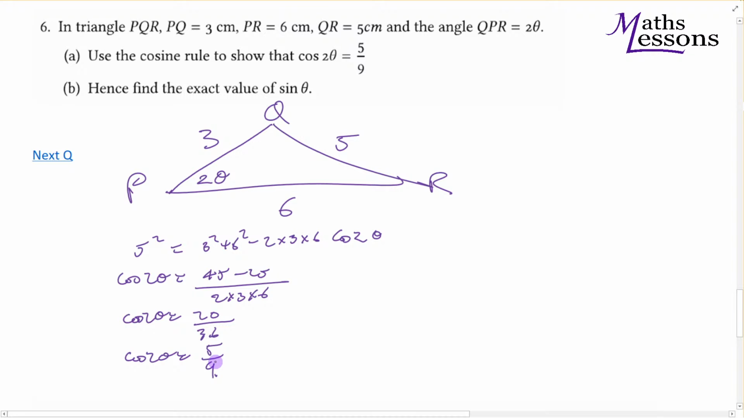Now we want to find an exact value for sine theta. So we know that 1 minus 2 sine squared theta is equal to 20 over 36, because 1 minus 2 sine squared theta is equal to cos 2 theta. So sine squared theta will equal 1 minus 20 over 36, and it will equal half of all of that.